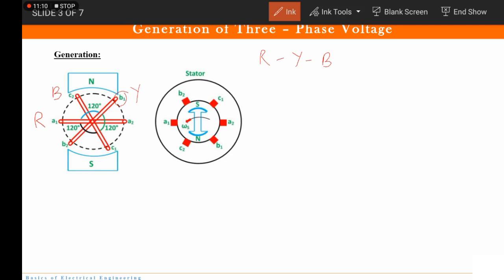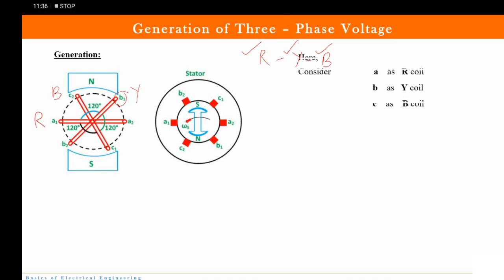Then first R starts rotating. After 120 degrees, Y will start rotating. After again 120 degrees, B starts rotating. So the signal R leads. Then after 120 degrees, Y comes. After 240 degrees from R, or after 120 degrees from Y, B comes. Got it? So this is how the signals are generated.